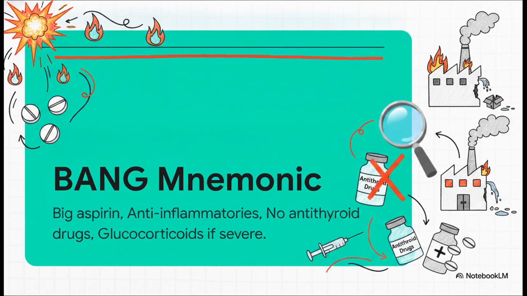For subacute thyroiditis, you can anchor the treatment with the BANG mnemonic. Big aspirin, anti-inflammatories, no antithyroid drugs, and glucocorticoids if severe. I really want to highlight that N, no antithyroid drugs. Why? Because the thyroid isn't making excess hormone. The factory isn't in overdrive. Basically, the factory's on fire and the existing inventory is just leaking out. Antithyroid drugs like methimazole will do absolutely nothing here.